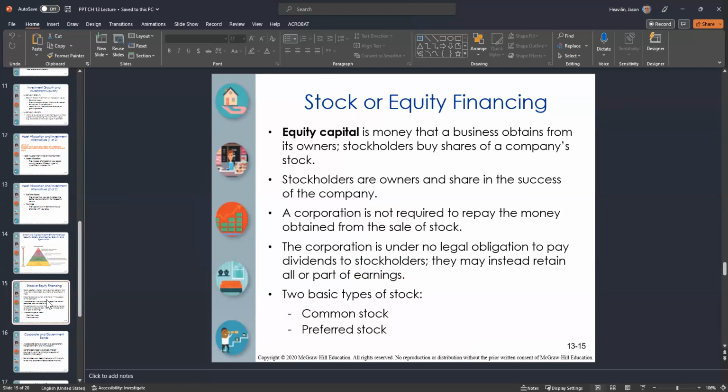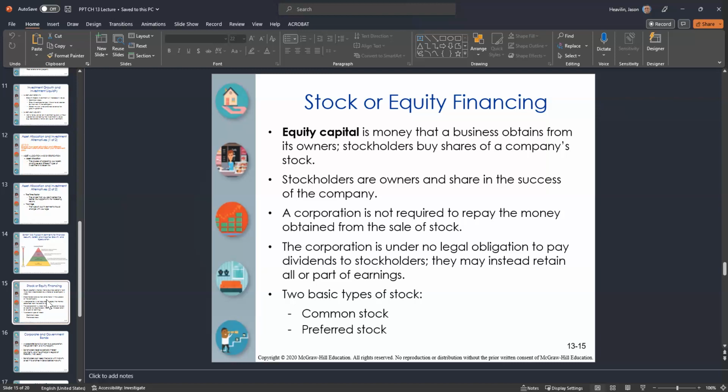Stock and equity financing, equity capital. We're going to pretty much explain what stocks are here, just a quick overview. Equity capital is money that a business obtains from its owners. Stockholders buy shares of a company's stock. Have you seen this in TV shows and movies? Investors put money in a company and the company uses that money to grow. And when that grows, the value for investors goes up.